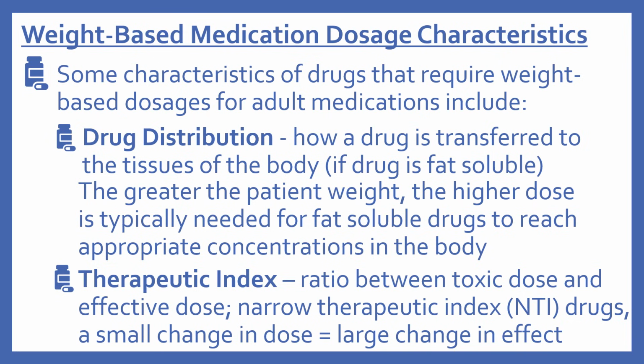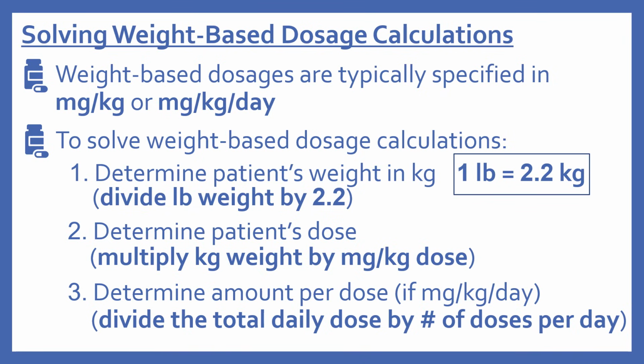Some characteristics of drugs that require weight-based dosages for adult medications include drug distribution. This is how a drug is transferred to the tissues of the body. For example, if a drug is fat-soluble, the greater the patient weight, the higher the dose is typically needed for fat-soluble drugs to reach appropriate concentrations in the body. And another characteristic is the therapeutic index. This is the ratio between the toxic dose and the effective dose. With a narrow therapeutic index drug, or an NTI drug, a small change in dose equals a large change in effect. Now we'll talk about how to solve weight-based dosage calculations.